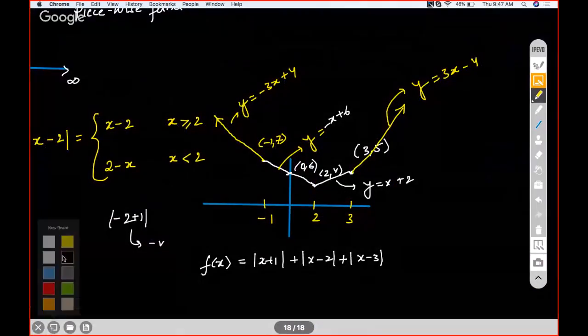Okay, question for you now. Redefine: mod(2x - 3) plus mod(x + 4). Okay, I've redefined this.